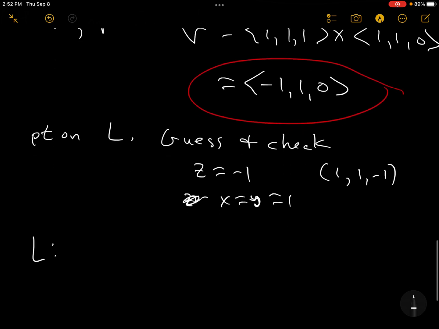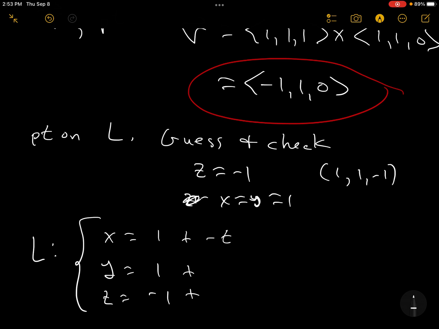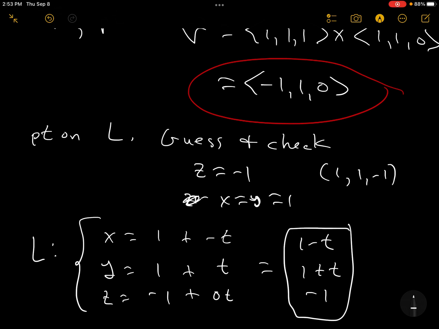Okay, so now we have the vector and the point. So to finish this off, the line has equations 1, 1, minus 1, plus minus t, t, 0. So that's 1 minus t, 1 plus t, minus 1. Okay, hope that helps.